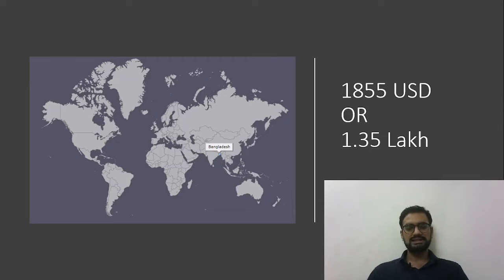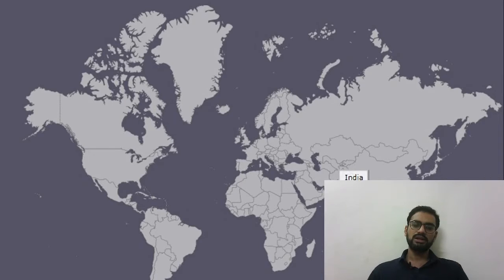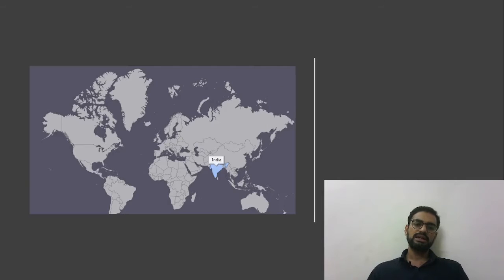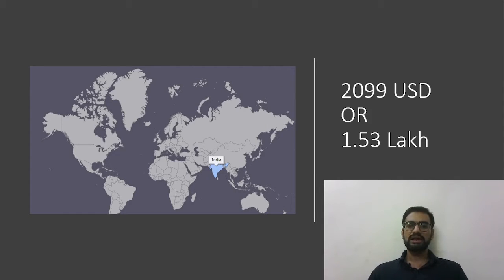Good that they separated out in 1971 from East and West Pakistan. Good for them. Okay. Now, next is India. So, India is 2099 US dollars or 1.53 lakhs, right? So this 1.53 lakhs is what an individual in India on an average makes per year, right? So this is not a high amount. This is 12,500 per month per individual.